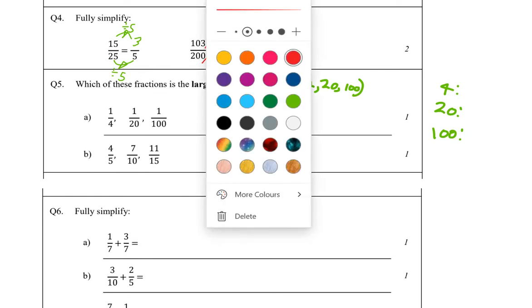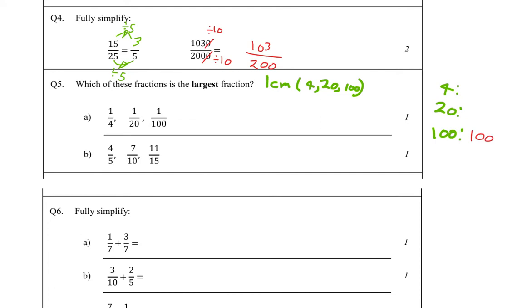Blob's too big. Okay, 100, 20, 40, 60, 80, 100, 4, 8, 12, 16, and eventually you will get to 100. 4 times 25 gives 100. So the lowest common multiple here is 100.